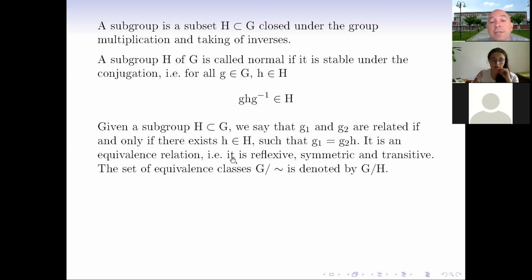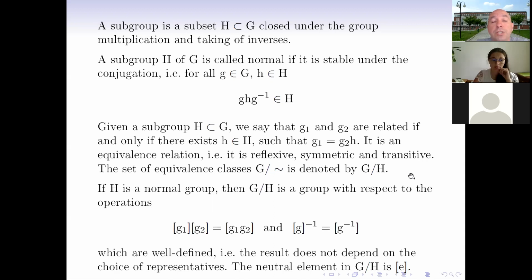So we can prove that this is an equivalence relation. It's reflexive, symmetric, and transitive. And the set of equivalence classes with respect to the above relation is the quotient of G by H, and it's denoted as G over H.